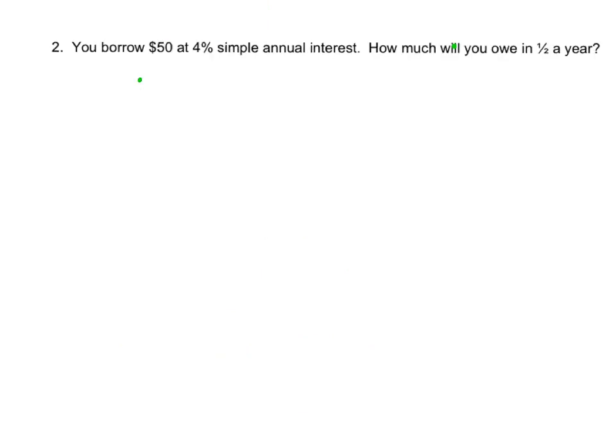Okay, in this problem we have you borrow $50 at 4% simple annual interest. How much will you owe in half a year? So again, you stick with the same equation, the same formula. Simple interest is equal to the principal times the rate times the time. Now what I want you to do is identify the P, the R, and the T in the problem and pause the video.